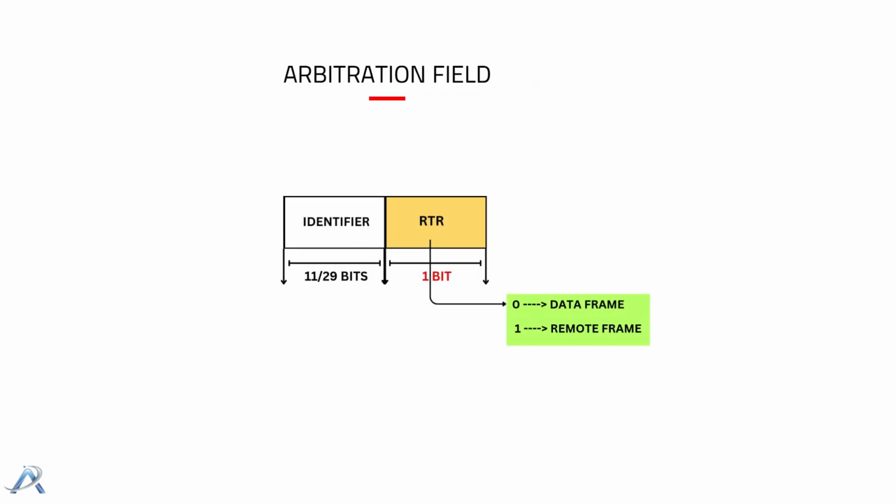And the RTR bit, or remote transmission request. This bit indicates the type of frame being sent. If the frame is carrying data, the RTR bit is set to 0, which is the dominant bit. For a remote request, the RTR bit is set to 1, which is the recessive bit.